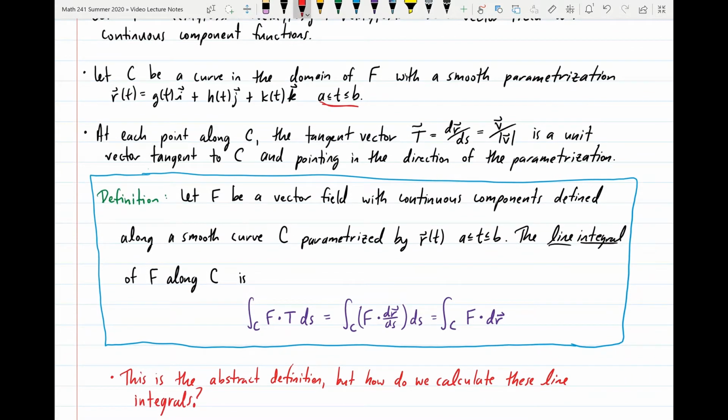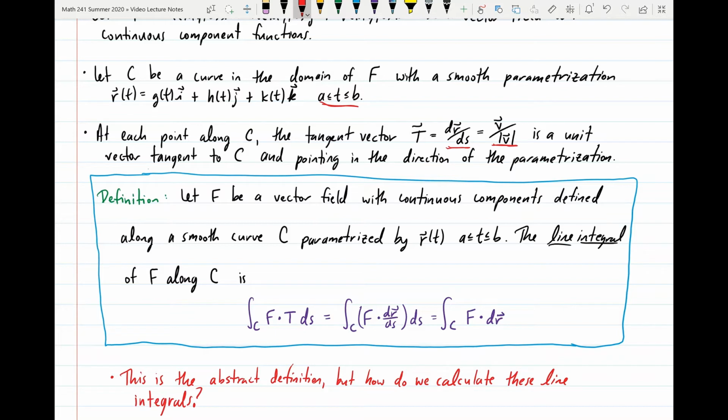Then at each point along our curve C, we have a unit tangent vector, which is the same unit tangent vector we talked about in chapter 13. And remember that that unit tangent vector was defined to be the derivative of r with respect to the arc length parameter s. And we could also write that as the velocity vector over the magnitude of the velocity vector at each different point. And this is going to be a unit vector tangent to our curve C and pointing in the direction of the parameterization.